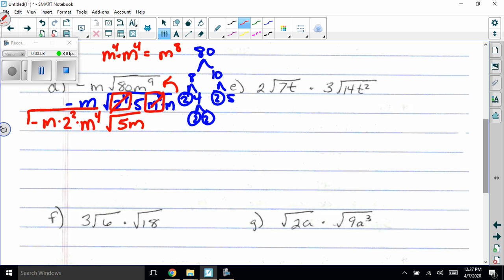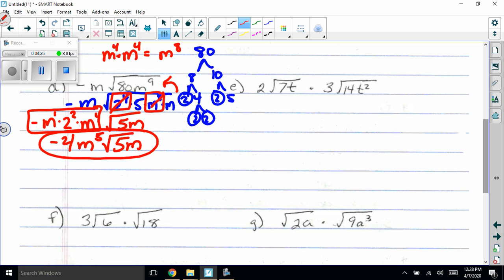Now I can just clean this up over here. 2 times 2 is 4. It's going to be negative. And then I can keep the base and add the exponents. Remember, that's a 1. 1 plus 4. Don't forget about the radical 5m. That right there is the answer. Negative 4m to the 5th, radical 5m.